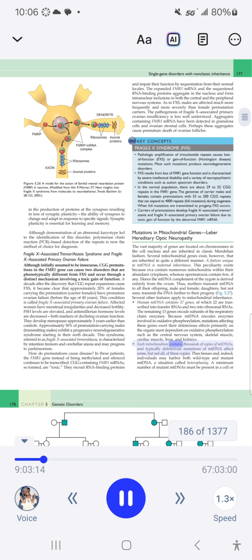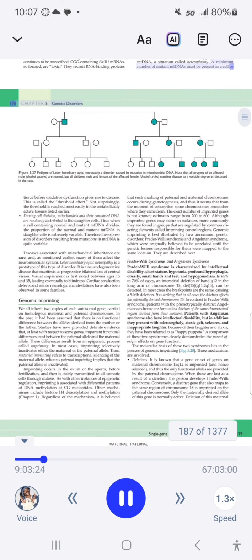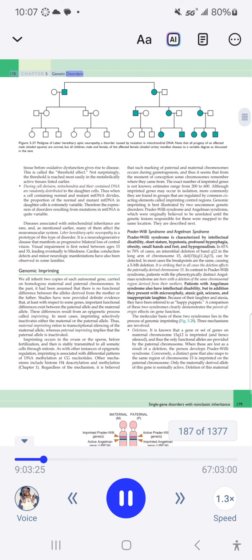Each mitochondrion contains thousands of copies of mtDNA, and typically deleterious mutations of mtDNA affect some, but not all, of these copies. Thus, tissues, and indeed individuals, may harbor both wild-type and mutant mtDNA, a situation called heteroplasmy. A minimum number of mutant mtDNAs must be present in a cell or tissue before oxidative dysfunction gives rise to disease.